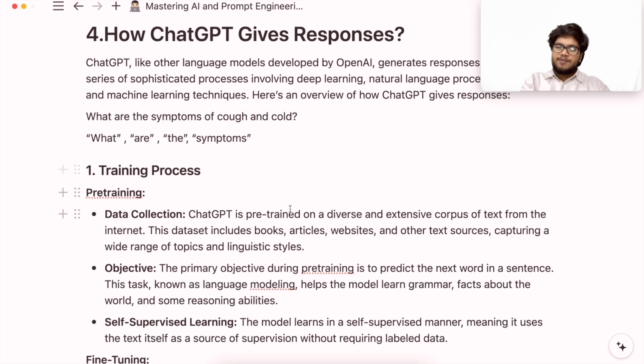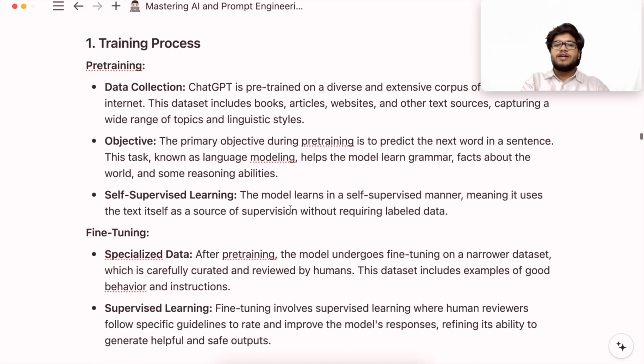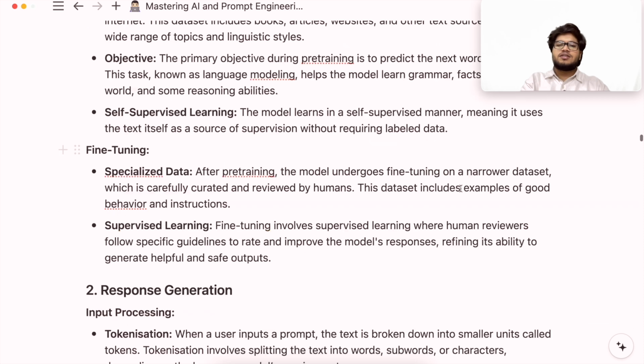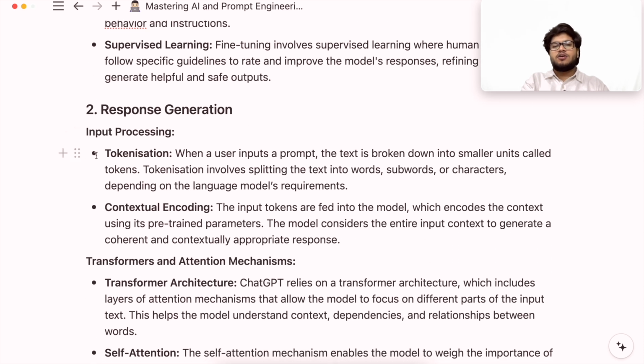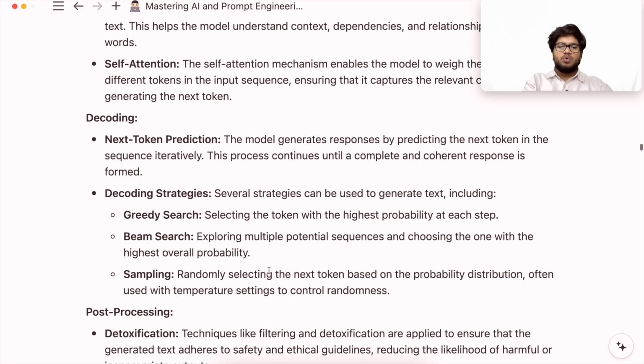Let us revise. The training process is done beforehand: pre-training, fine-tuning, all the text. Then response generation: when we input something, tokenization is done. Then encoding is done. Embeddings are there. It has a lot of parameters. ChatGPT 3.5 has 175 billion parameters. So it will go to all the parameters and collect all the knowledge, all the data, and then it will decode. So this is how it works.